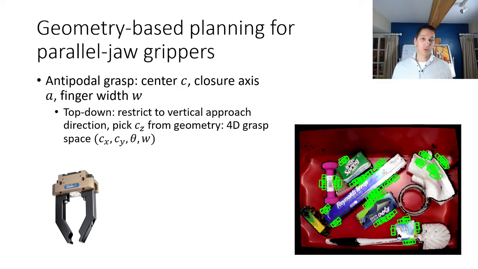We oftentimes also restrict ourselves to top-down grasping, which means that the gripper is always going to approach from the top-down orientation. We can also use this to reduce the number of variables that we have to think about in terms of the vertical position of the gripper. So we can, for example, just lower down the gripper until we hit the geometry or our fingers are surrounding some geometry. And so we can end up with a four-dimensional grasp space just by position, X and Y, the orientation of the grasp about the vertical axis, and the width of the finger.